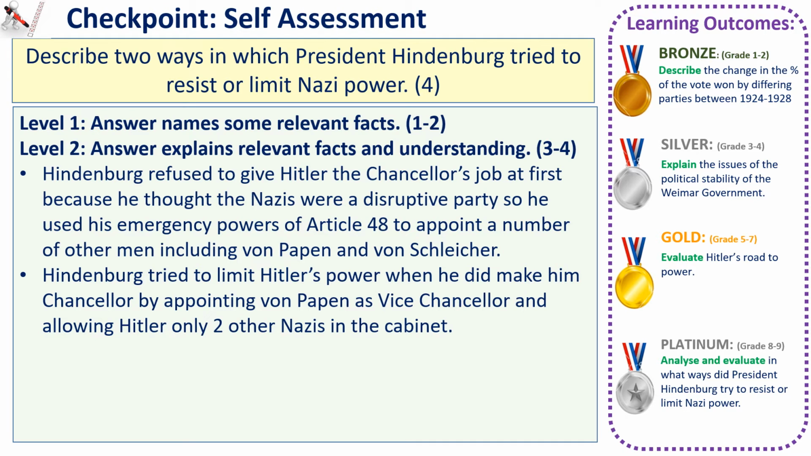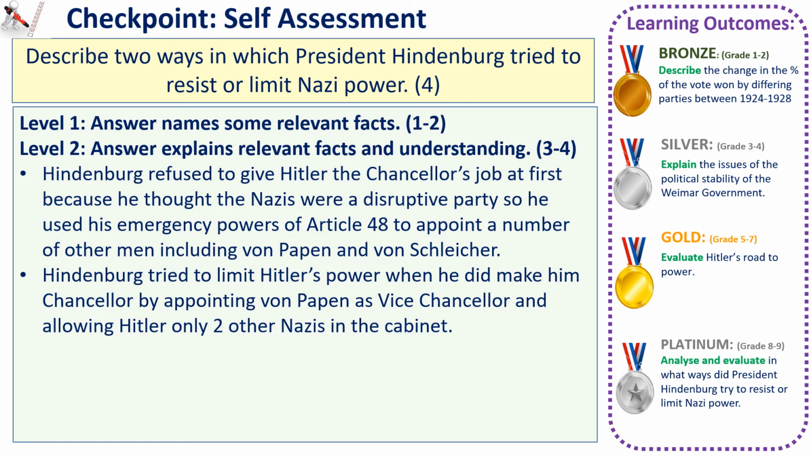So I've put up some example information here which you could use to mark against your answer. Hindenburg refused to give the chancellorship to Hitler first because he thought the Nazis were disruptive. He used his emergency powers of Article 48 to appoint different people to be Chancellor. So he gave von Papen and von Schleicher the job before he gave it to Hitler. So that's one way Hindenburg tried to resist or limit Nazi power.